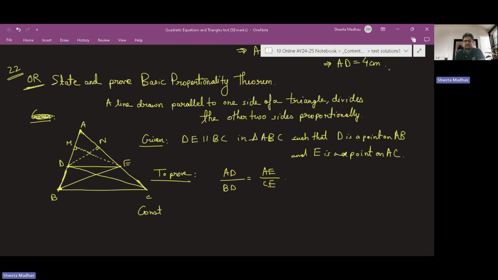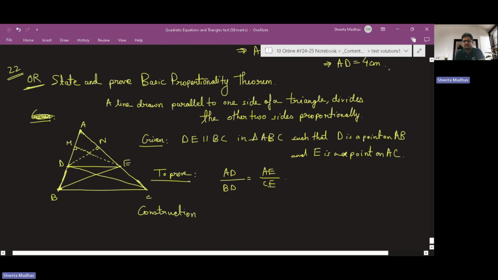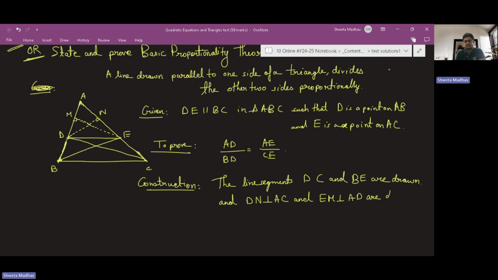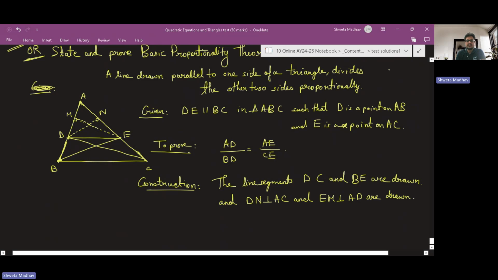Now here we need one construction. Construction is that the line segments DC and BE are drawn, and DN perpendicular to AC and EM perpendicular to AB are drawn.